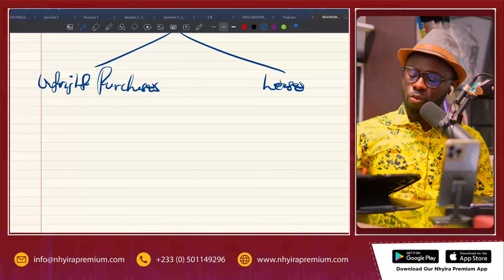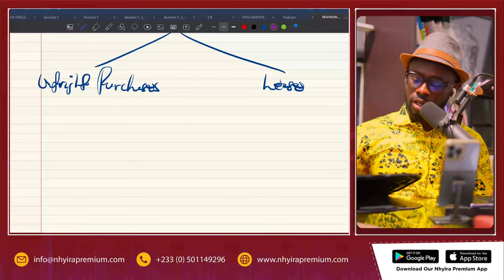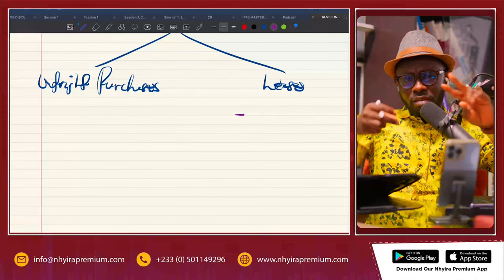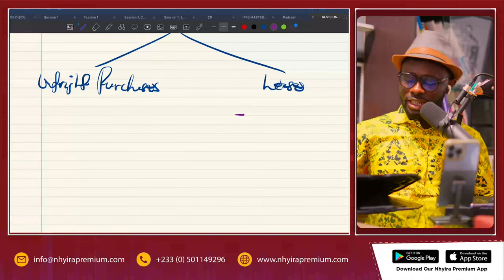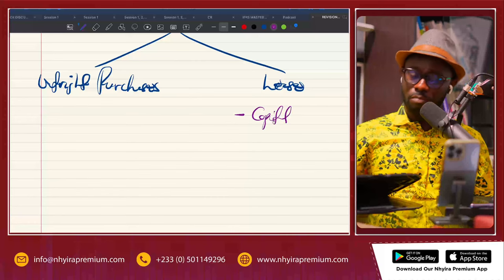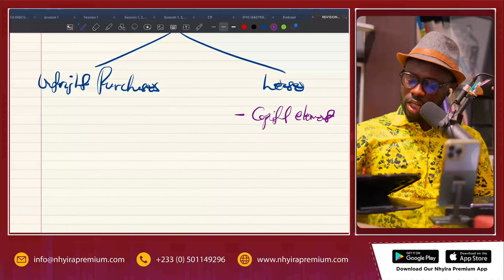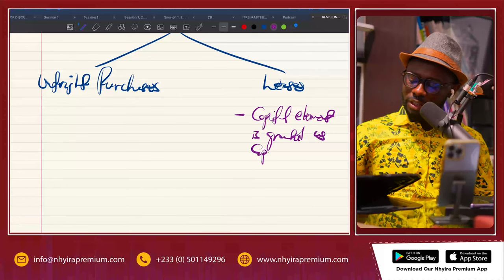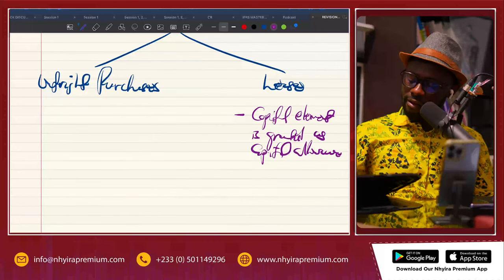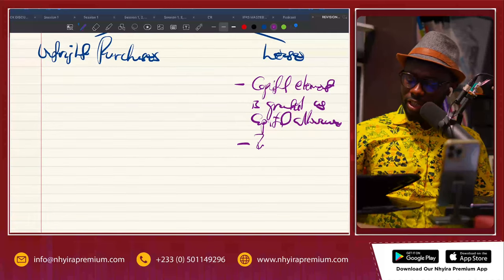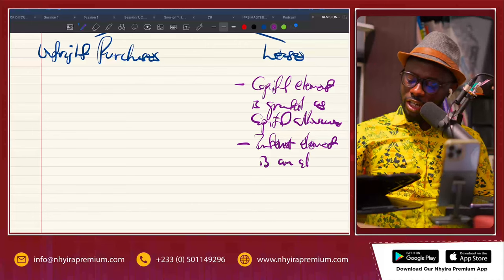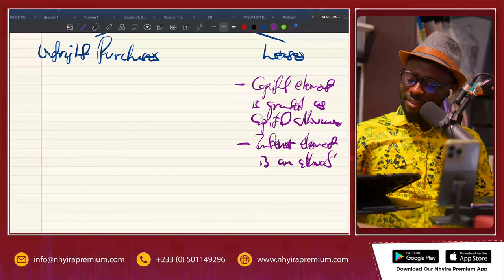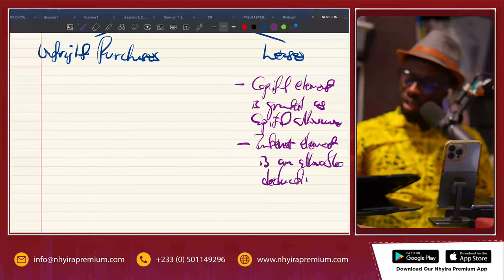It's very simple. When you lease the asset, two things are going to happen. Number one, every lease payment has two components, the capital element and then the interest element. Now, the entity will get the capital element as a capital allowance. Then the interest element is also an allowable deduction.